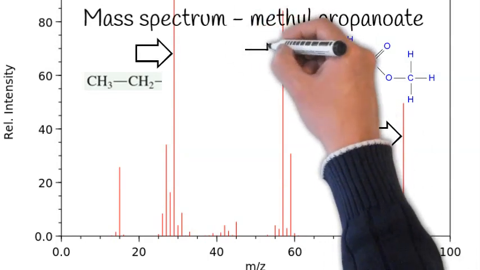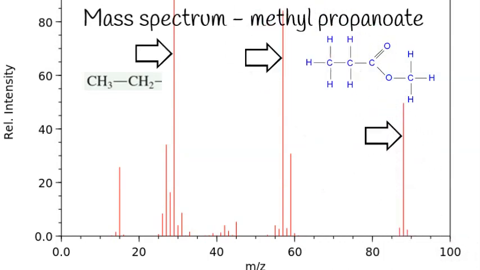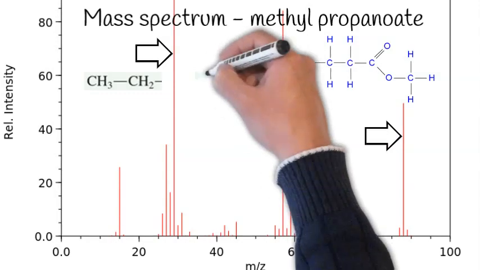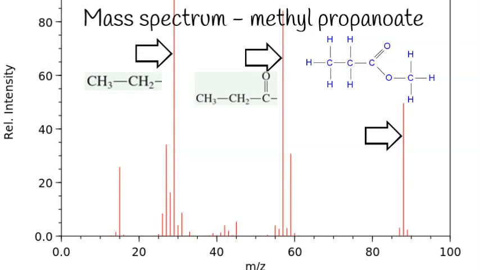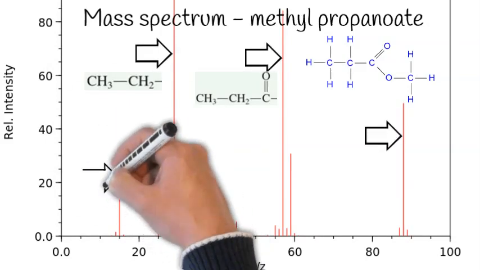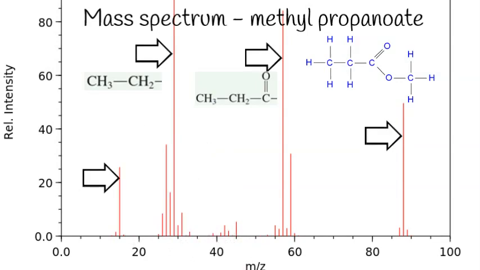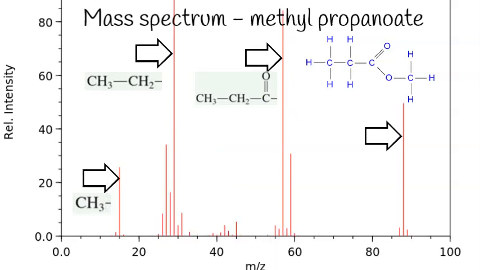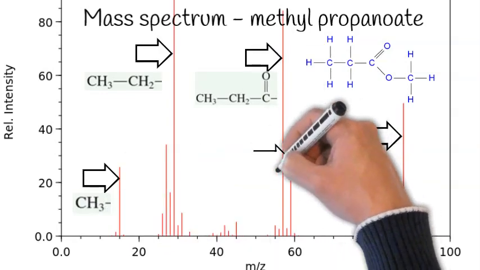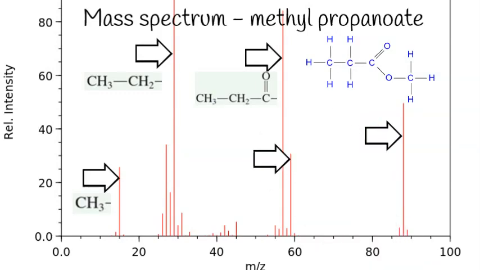This peak here is another high peak, and it is at 57 m/z, which corresponds to this fragment here, CH3CH2CO. Down the bottom here, we have a peak at 15 m/z. That's a really common peak, and this is from the fragment CH3, 15 grams per mole. Another peak that we can look at here is the peak at 59, and this corresponds to the following fragment.